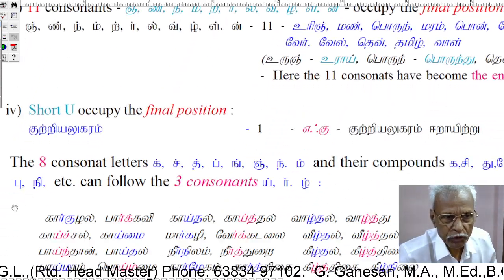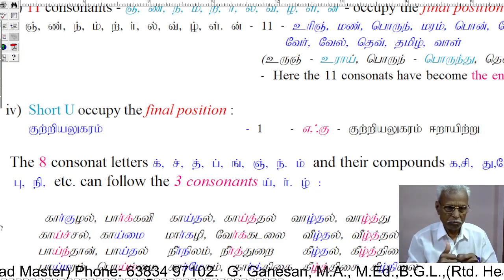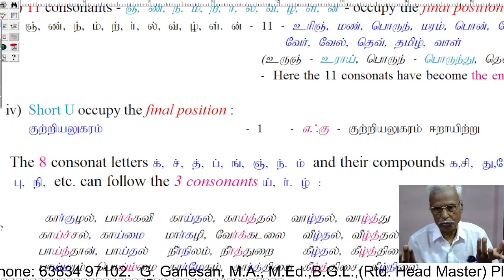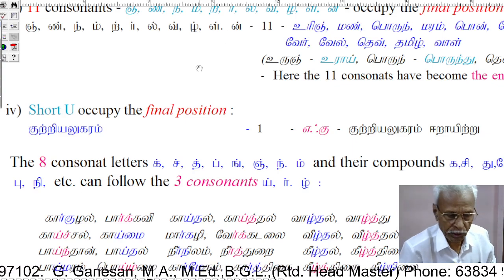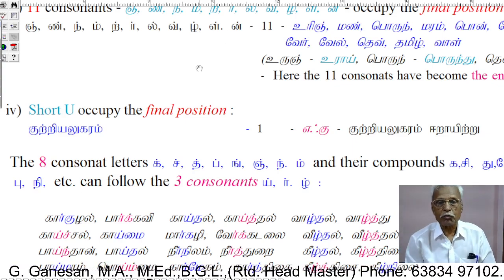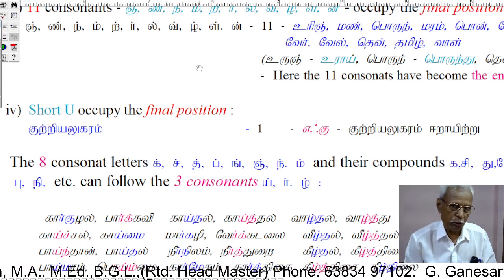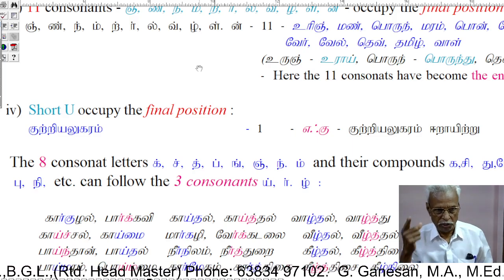In the one that is short U, Kuttiya Lugaram, short U occupies the final position. Thus, the 24 letters, that is 10 vowels, 2 diphthongs, 11 consonants and 1 short U, Kuttiya Lugaram, could be in the final position in a word in Tamil.